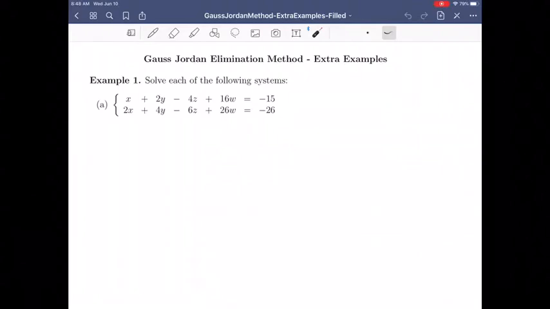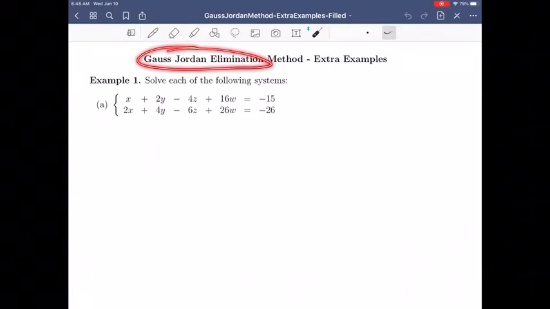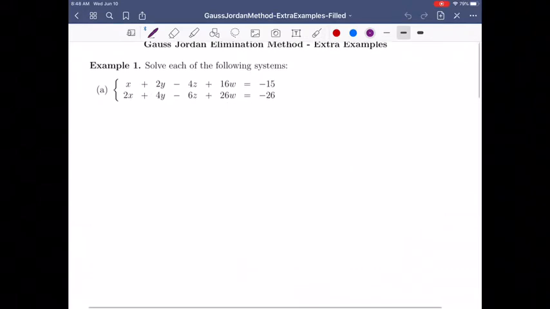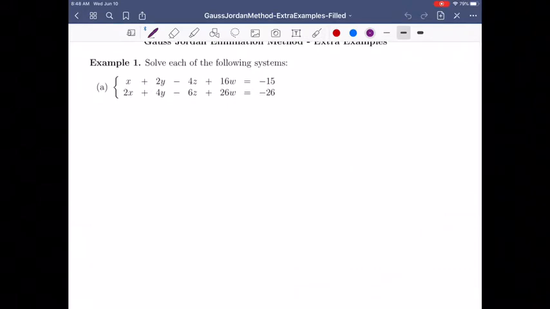In this video, we're going to do some extra examples using the Gauss-Jordan elimination method. So let's jump right in. The first system we have is x plus 2y minus 4z plus 16w equals negative 15, and 2x plus 4y minus 6z plus 26w equals negative 26.